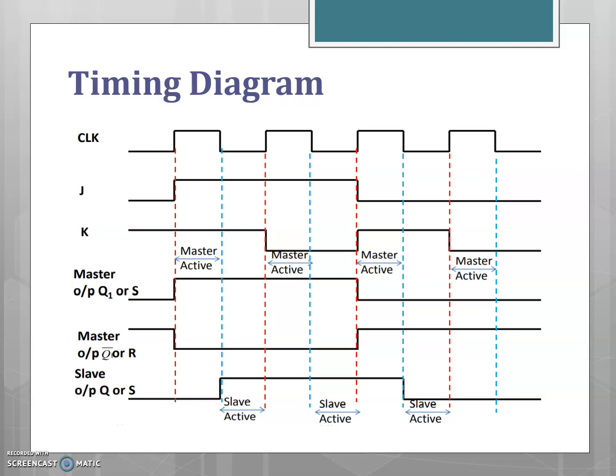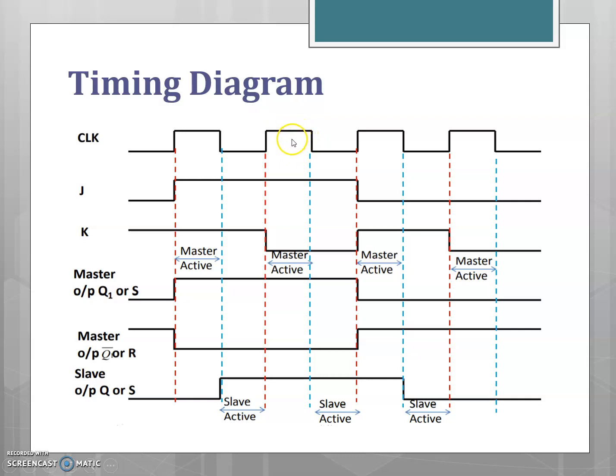Now this can be represented using the timing diagram. For different values of J and K, the master output Q and Q bar is plotted, along with the corresponding slave output. When the clock is equal to 1, the master is active. Here J equal to 1 and K equal to 1, so the output is toggled. Previously it was 0 and now it is changed to 1. The value will remain the same as 1 until the master becomes active during the next clock pulse.